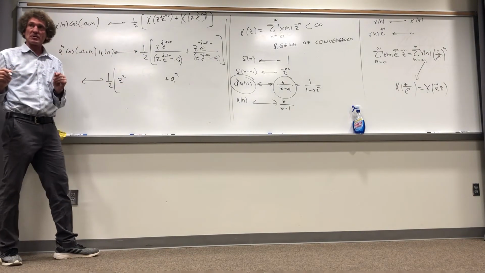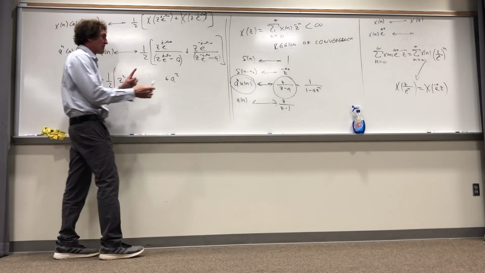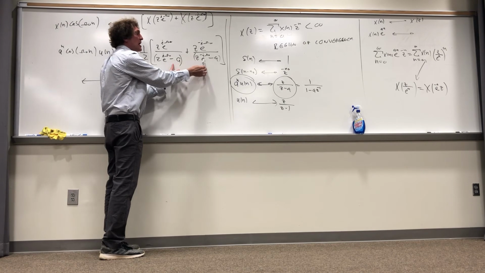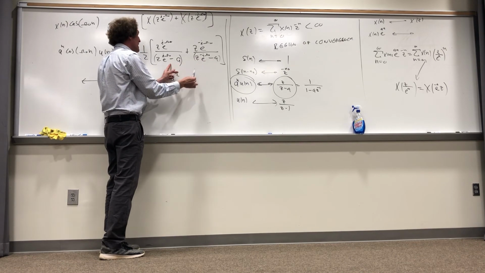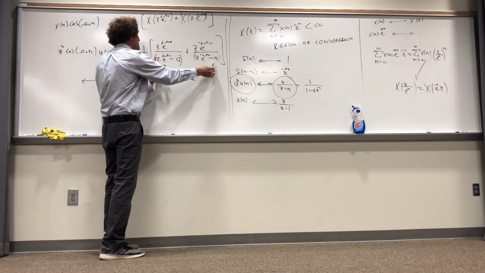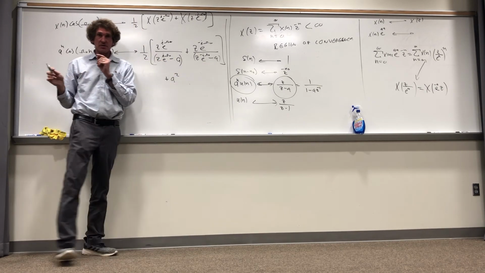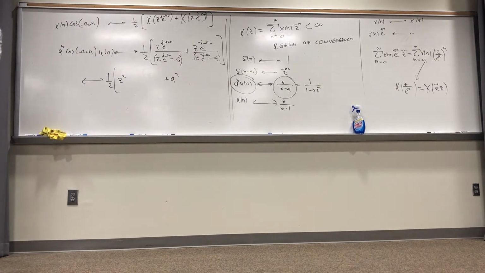Now what about the middle terms, the cross terms? I have minus a z e to the minus j omega naught, and I have minus a z e to the plus j omega naught. Does everybody see that? So I have z and a and a minus sign common.